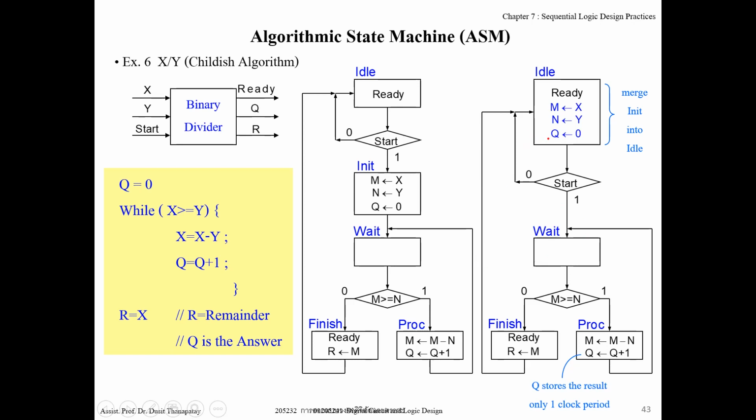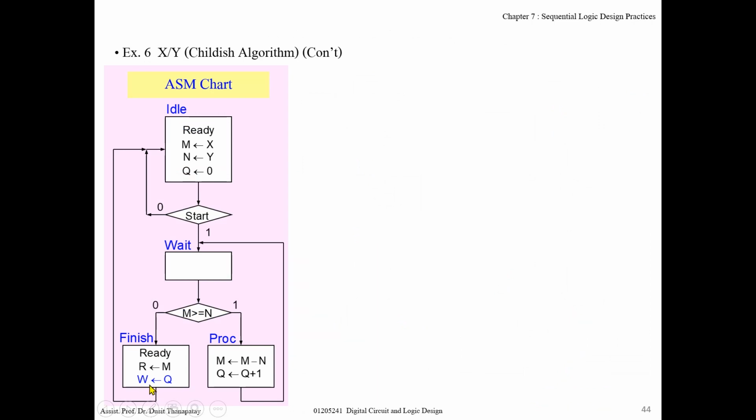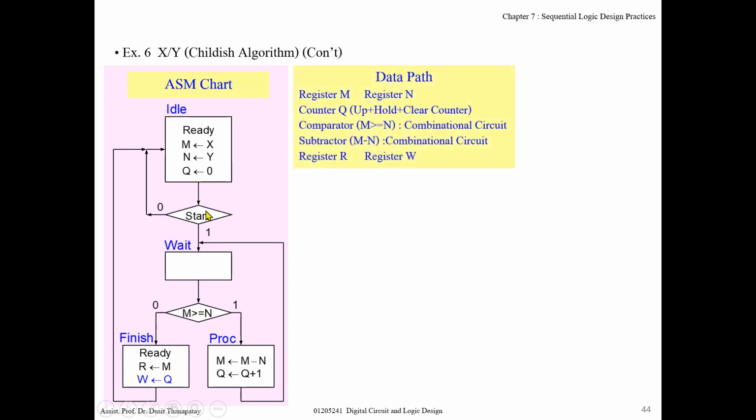Or you can use just one or two periods of the clock. This is not okay. So to keep this result, you need to add one more variable to keep the result. So now you can clear Q, and this W will still keep the result of the division. If you use this, now you can determine the devices for the data path or data unit.